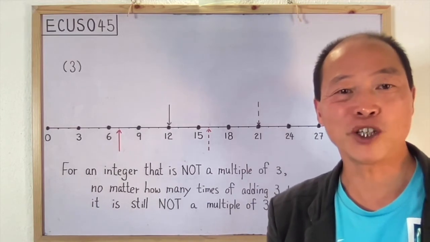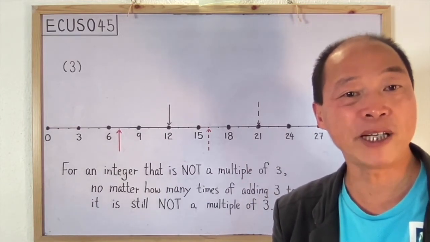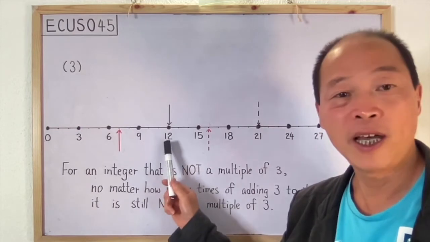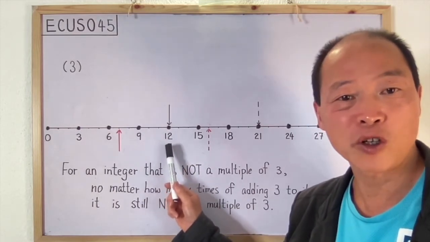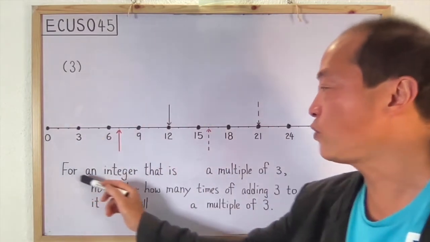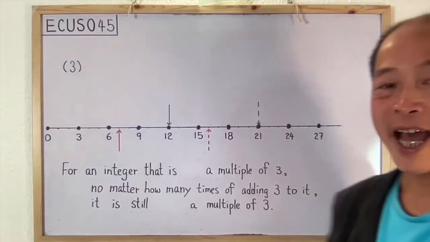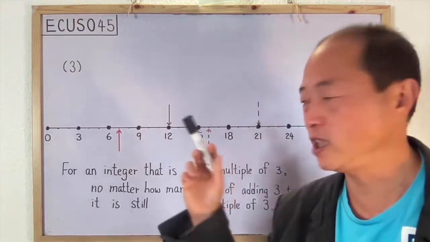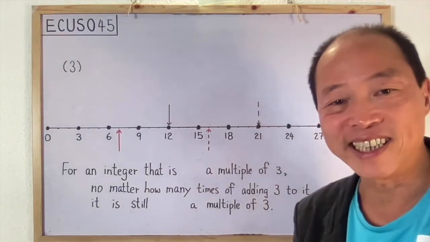It is not difficult to observe that no matter how many times of adding 3 to 12, the arrow will always be on a solid dot. Generally, for an integer that is a multiple of 3, no matter how many times of adding 3 to it, it is still a multiple of 3.